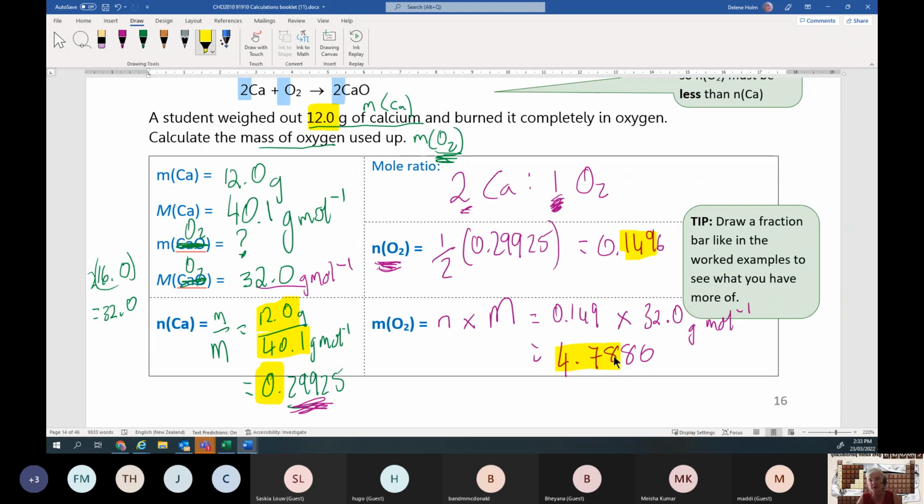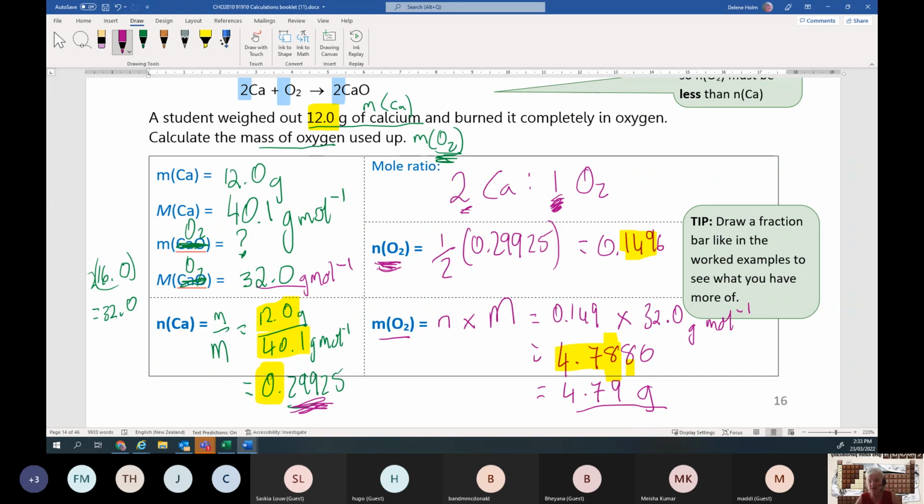So I go to there, but now this is where that example came up. This figure here is 5 or higher, so that means this 8 needs to go up. So my answer is going to be 4.79. And I have to have my units, and my units is mass.